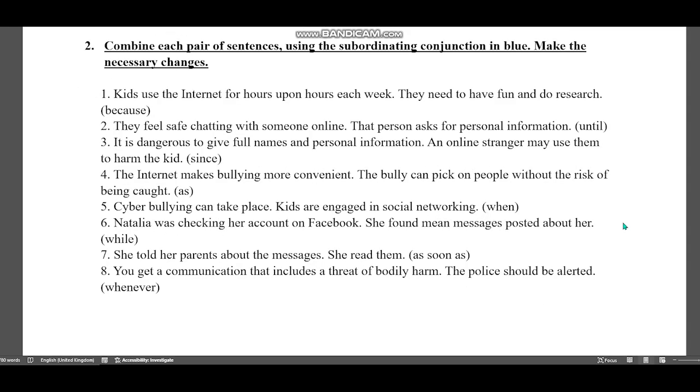For exercise 2, we're gonna do the same. So we also have two clauses, but here we're gonna join these clauses using not the coordinating conjunctions, we're gonna use the subordinating conjunctions. Here they helped you, and they put the suitable subordinating conjunction in brackets at the end of the sentence. Again, pause the video, try to join them, and let's check the answers at the end of the video.